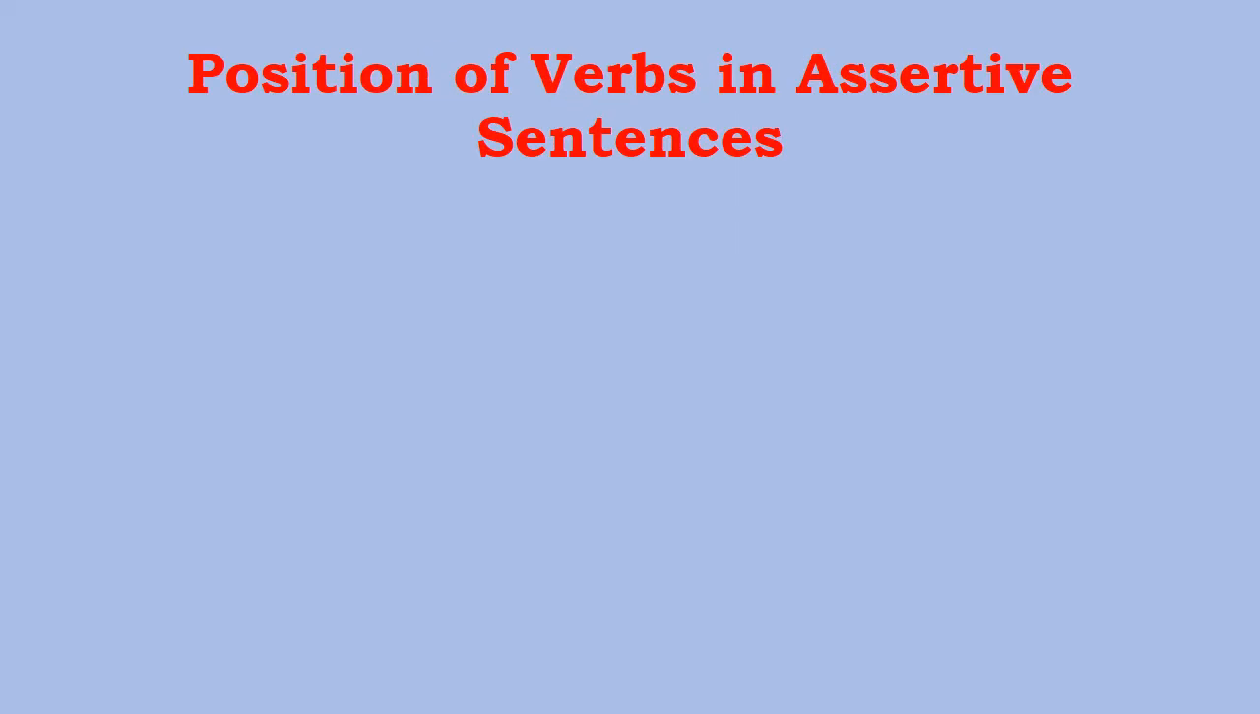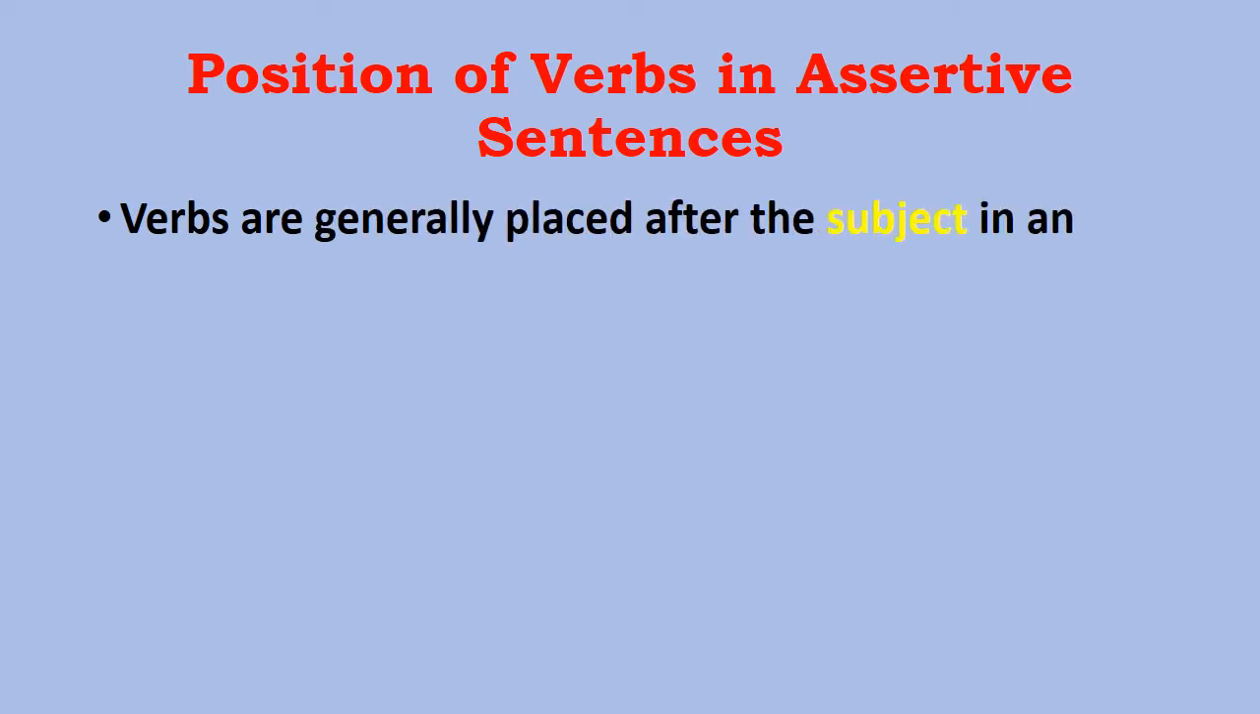Position of verbs in assertive sentences we will do first. Verbs are generally placed after the subject in an assertive sentence. Assertive sentence, you know very well, is a sentence that ends with a full stop. It's a declarative sentence, and if you want to know more about assertive sentences, refer to my earlier video.